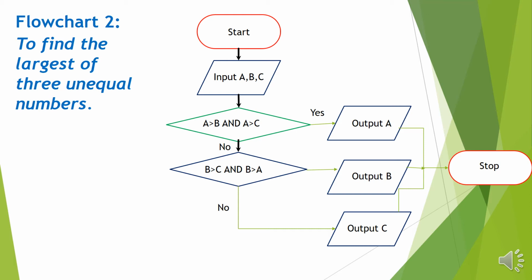If the condition becomes false, then we go to another condition, in which we will check the variable B. In this case, B is greater than C and B is also greater than A. If again this condition becomes true, then the output will be B. Otherwise, we will go with the no path, and on the no path we will get the output C, which is largest. For this purpose, we have no need to apply the decision symbol.